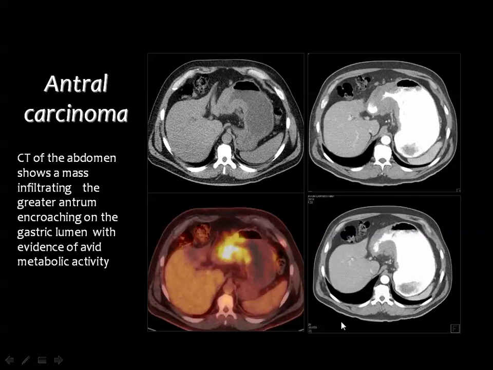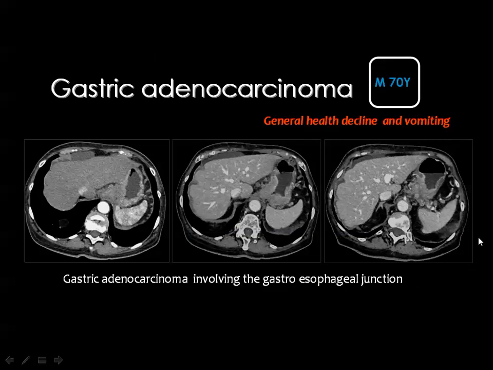And this is another appearance of gastric antral carcinoma, the CT before contrast, and this is after oral and intravenous contrast administration. You see a mass circumferentially surrounding the gastric antrum, and you can appreciate the marked uptake in the PET scan. Also here, you see a diffusely infiltrating tumor in the region of the gastroesophageal junction extending into the gastric fundus, encroaching on the gastric lumen.